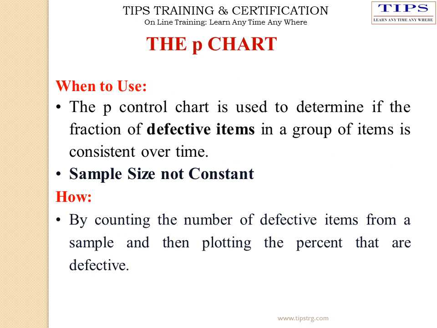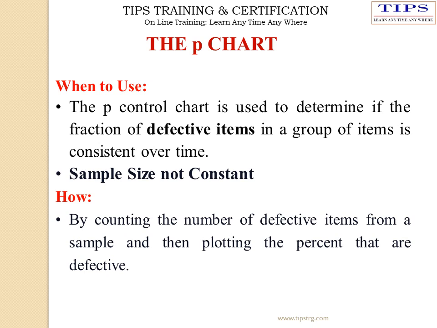Now we will start with the P chart. When to use? The P chart is the control chart which is used to determine if the fraction of defective items in a group of items is consistent over time. Here, sample size is not constant.